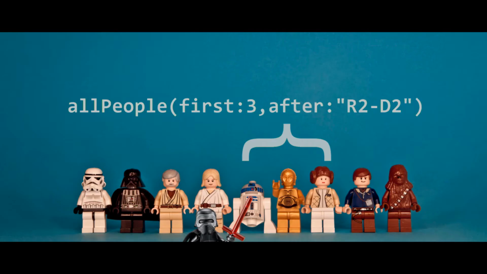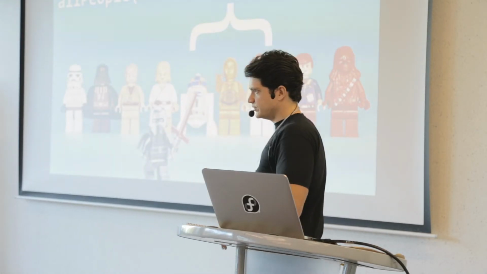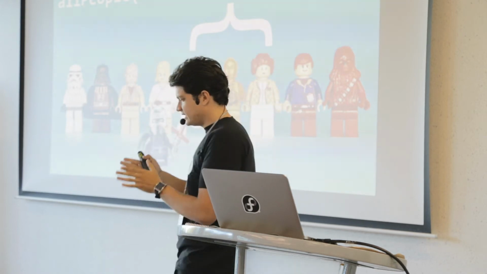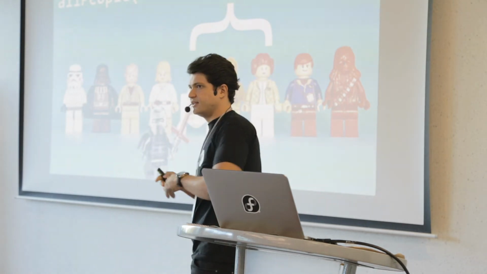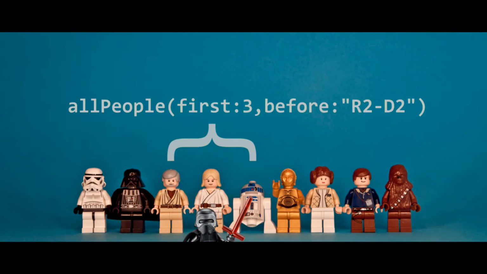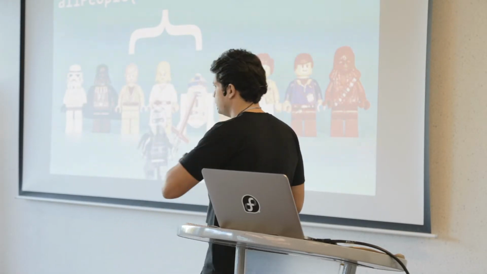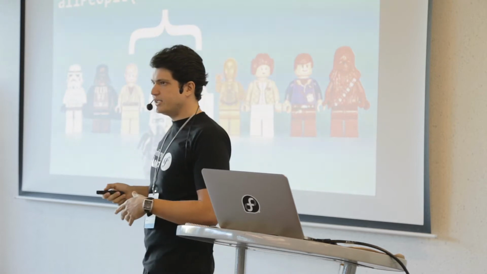So what could I say to GraphQL? Okay, get the first 3 items after R2D2. And then from there on, you can always have a subset of data and then keep going forwards and backwards, just like this. So I can also ask, hey, give me the 3 characters before R2D2. And that makes it really powerful for you to navigate through the whole data set that you have.